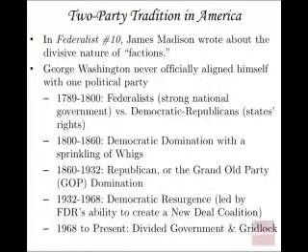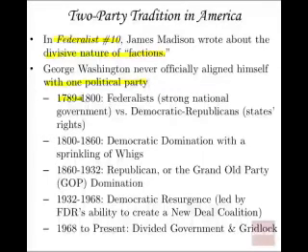So the two-party tradition in the United States, how did that play out here? In Federalist 10, James Madison wrote about the divisive nature of factions. Now, did he mean that political parties were factions? I mean, they do sometimes serve the interests of the faction or political party over the interests of the American people, but it's something that informally developed. George Washington never officially aligned himself with one party, although you can argue he was a little bit more closely aligned to John Adams and the Federalists.